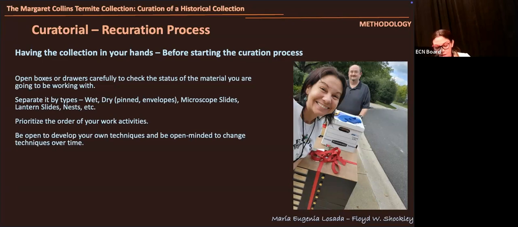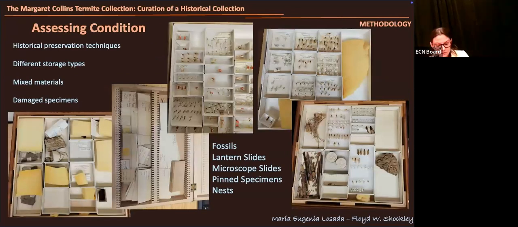In this case, as I said, the wet collection was already curated, so I didn't really work on it. But I had the dry collection to work on, the microscope slides, I found some lantern slides, and the nests. I prioritized the order of how I was going to do this project. And then I will recommend being very open-minded in how to change your technique or the recommendations you get as you are working on the project.